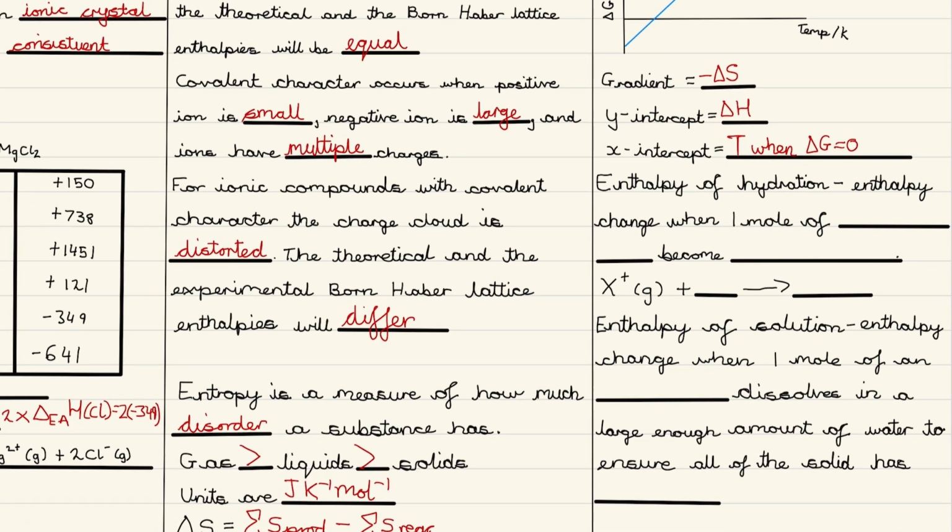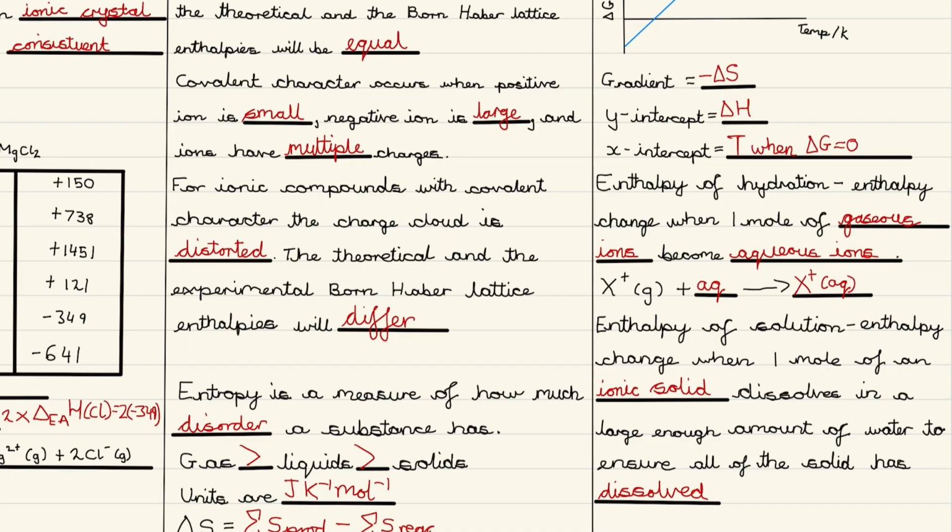Now the enthalpy of hydration is the enthalpy change when 1 mole of gaseous ions become aqueous ions. So the reaction for this is the gaseous ion, and you could just add AQ, and then the ion becomes aqueous. And then the enthalpy of solution is the enthalpy change when 1 mole of an ionic solid dissolves in a large enough amount of water to ensure that all of the solid has dissolved.